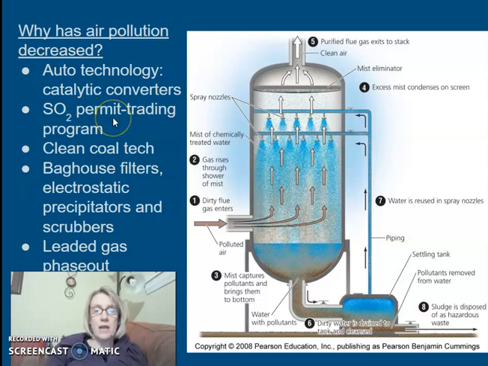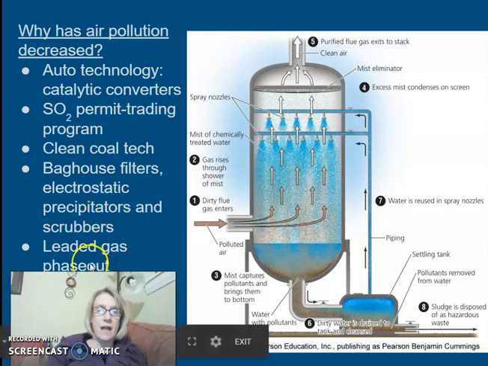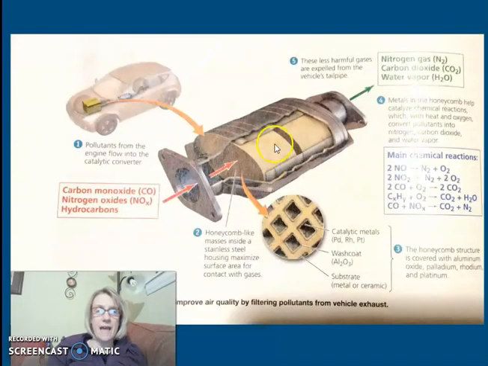SO2 permit trading. So that basically said we have a limit on what power plants can generate. If you're under that limit, you can sell off your excess permit. So it can be profitable to be a non-polluter. Remember baghouse filters, electrostatic precipitators, right? And then we got rid of leaded gas. You might want to pause this and look through this. This is showing a scrubber. All right, here's a catalytic converter.